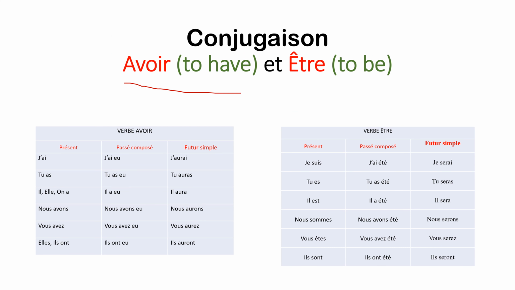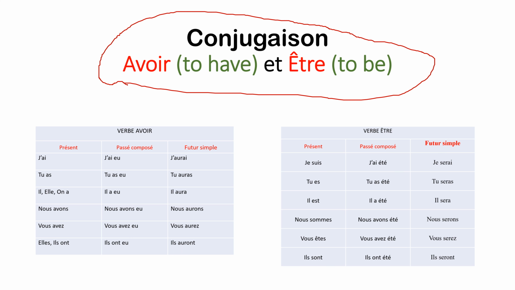I've prepared for you a table for these two verbs that I would suggest that you learn by heart. Avoir and être. For now, at your level of learning, I believe you should only focus on the présent, passé composé, and futur simple. The present tense, the past tense, and the future tense. Okay? And this is the verb avoir. And here is your table.